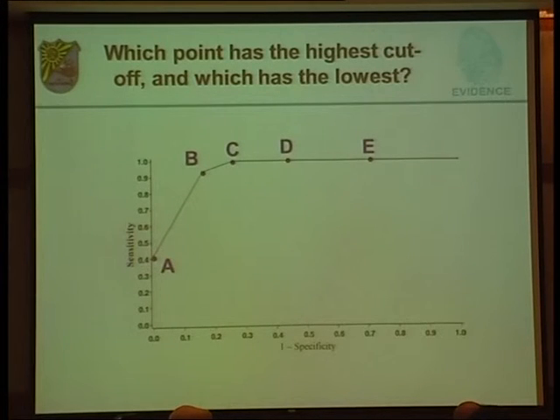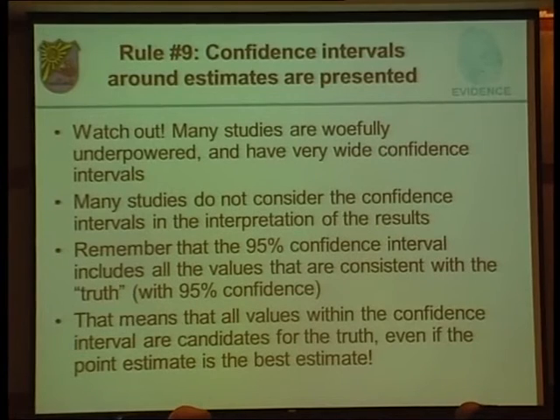likelihoods get higher and higher and higher, which is an advantage to likelihood ratios, but we don't always have information on that. The last thing is confidence intervals are presented around estimates. Watch out. Many of these diagnostic test studies are woefully underpowered, and they have very wide confidence intervals around the sensitivity or specificity. And many studies don't even report the confidence intervals. It's amazing that editors allow these things to be published like that.